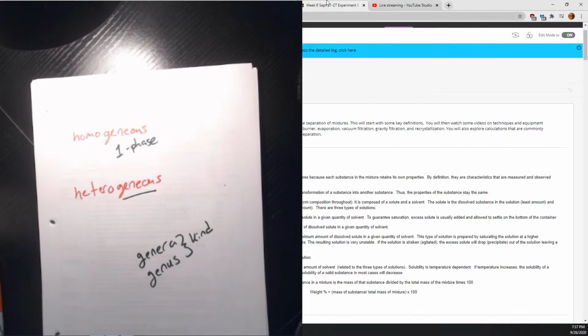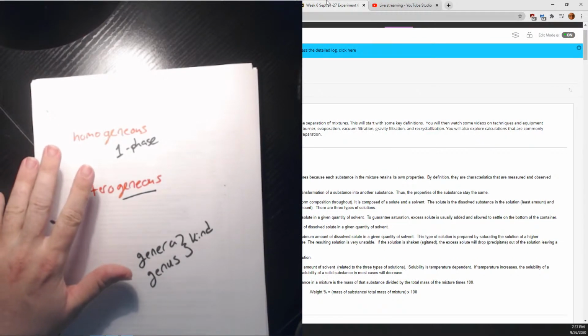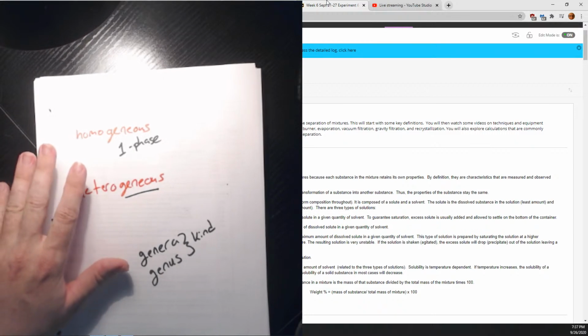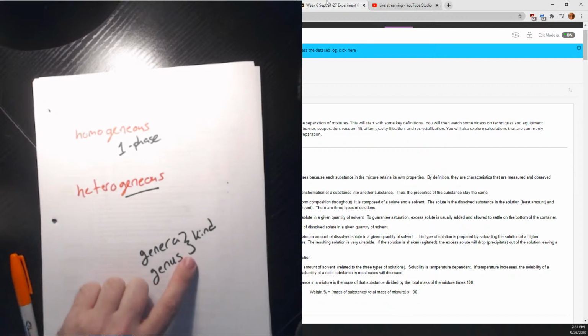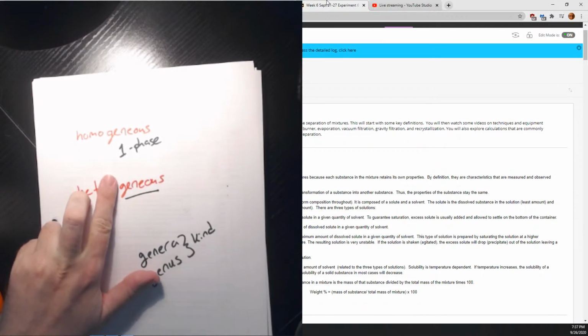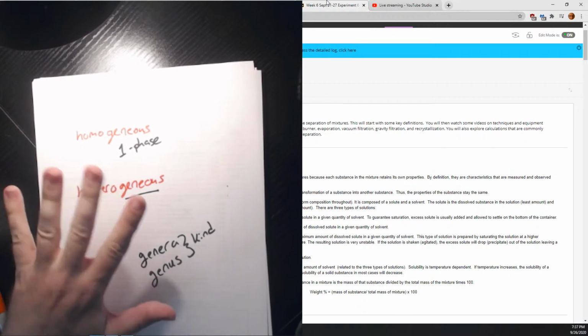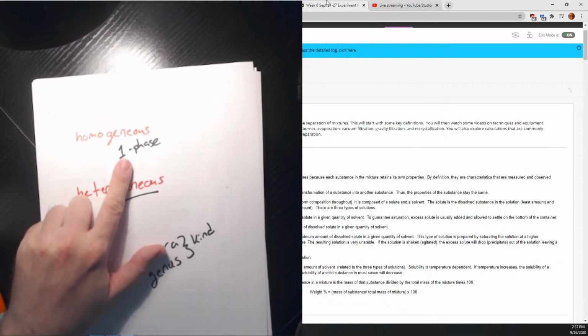Looking at mixtures. We have two kinds of mixtures. This lab is talking about separation of mixtures. Genus, or genre, it means kind. Homo means same, hetero means different. So a homogeneous mixture is all the same kind of mixture. It is uniform throughout. We're talking about a single phase.